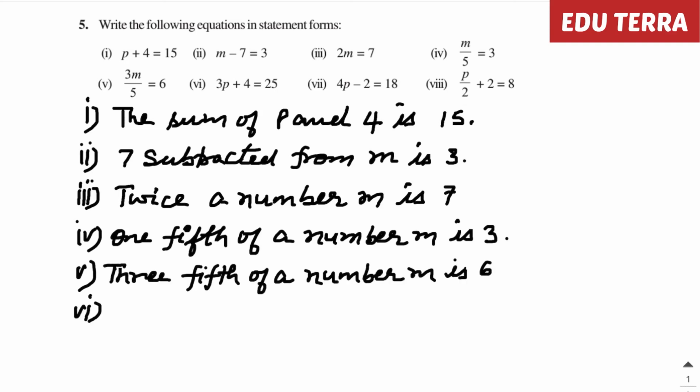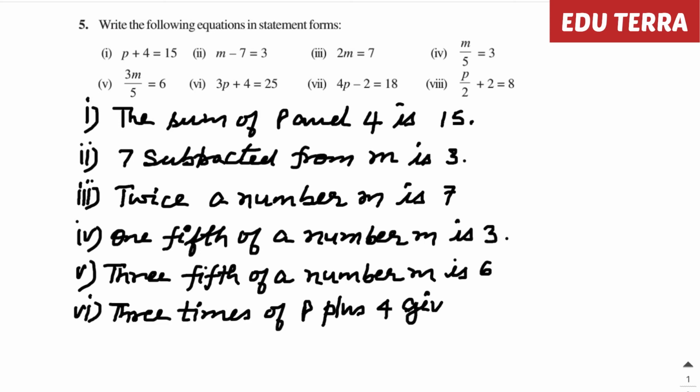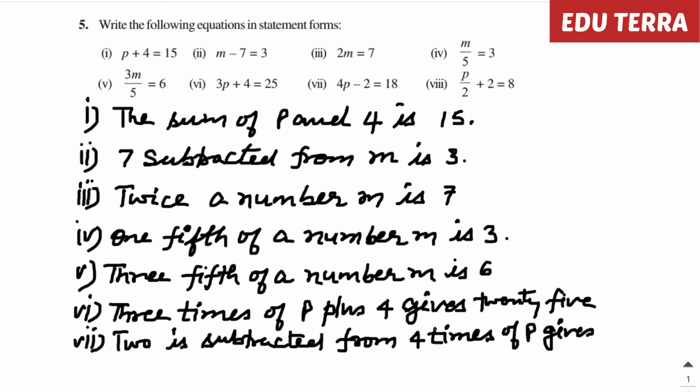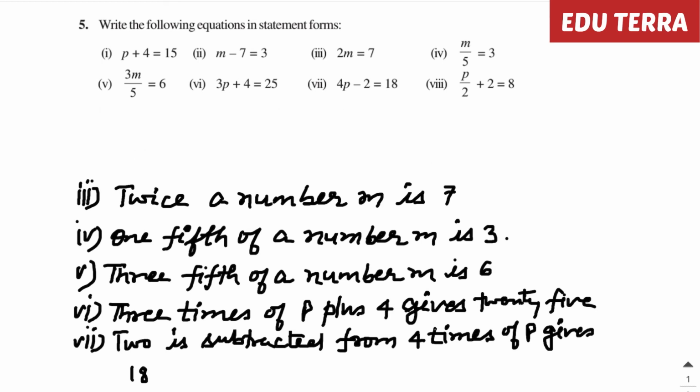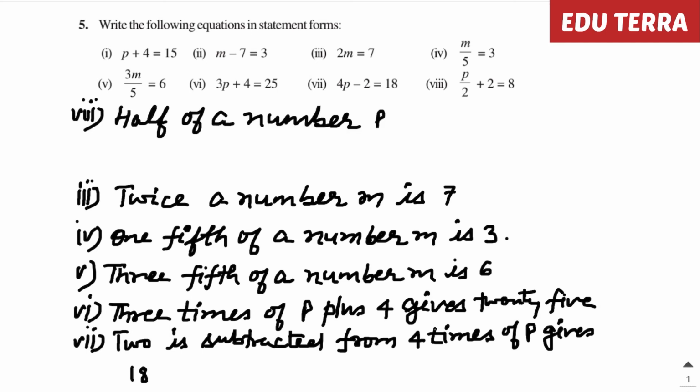3p plus 4 equals 25. So 3 times p plus 4 gives 25. 4p minus 2 equals 18. 2 subtracted from 4 times p is 18. Now part 8, p by 2 plus 2 equals 8. Half of a number p plus 2 gives 8.